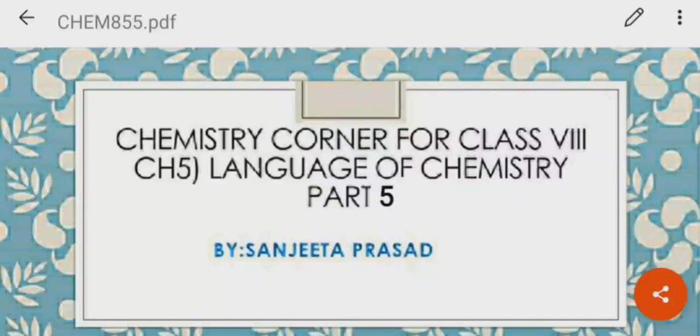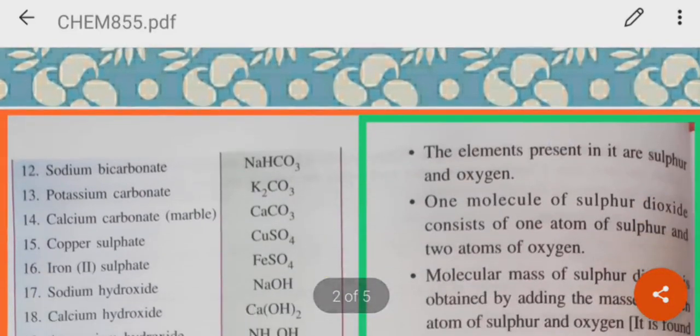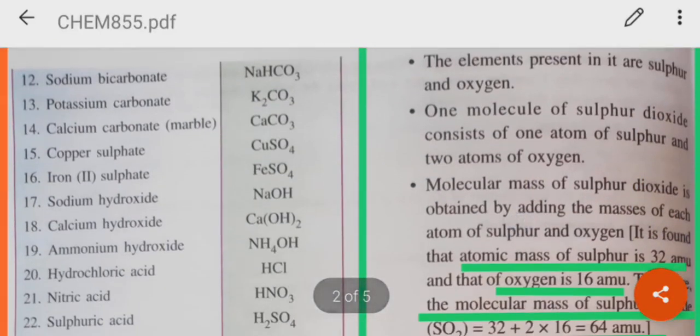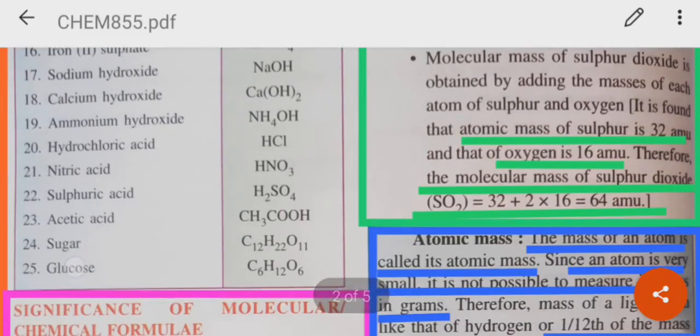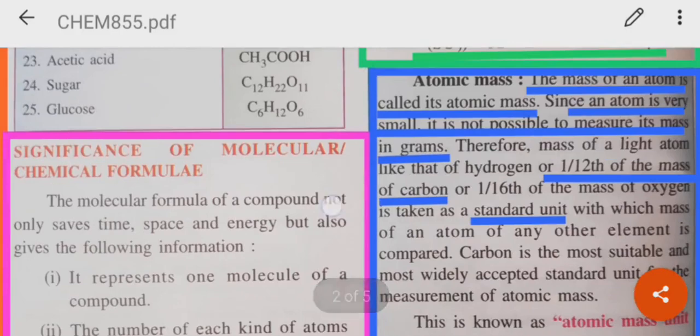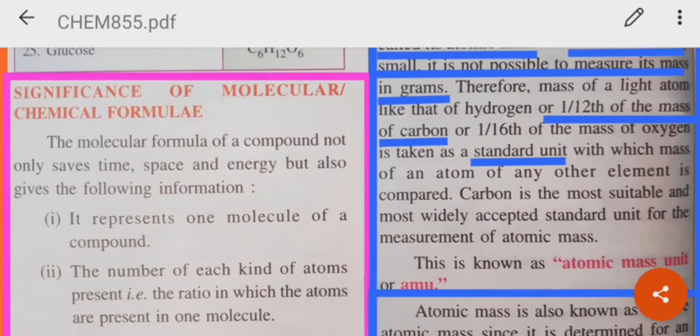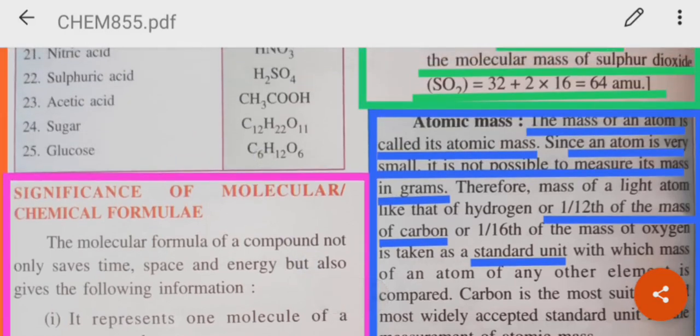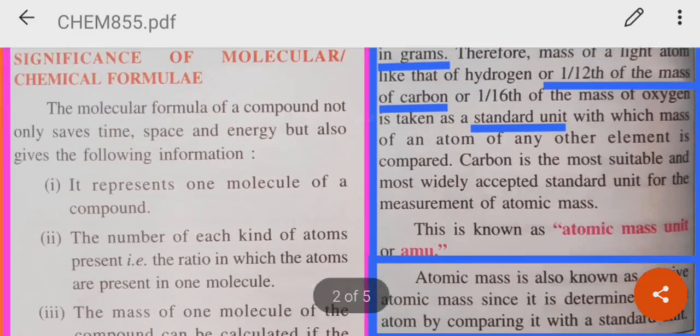Hello students, today we are going to learn what is the significance of a chemical formula. As you all can see here, the chemical formula of sodium bicarbonate is NaHCO3, okay, of glucose is C6H12O6. So, the molecular formula of a compound represents one molecule of a compound. For example, C6H12O6 represents one molecule of glucose.